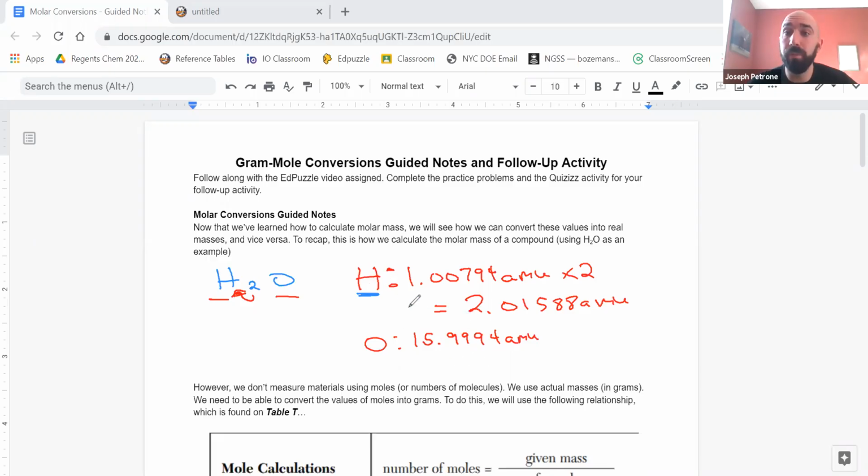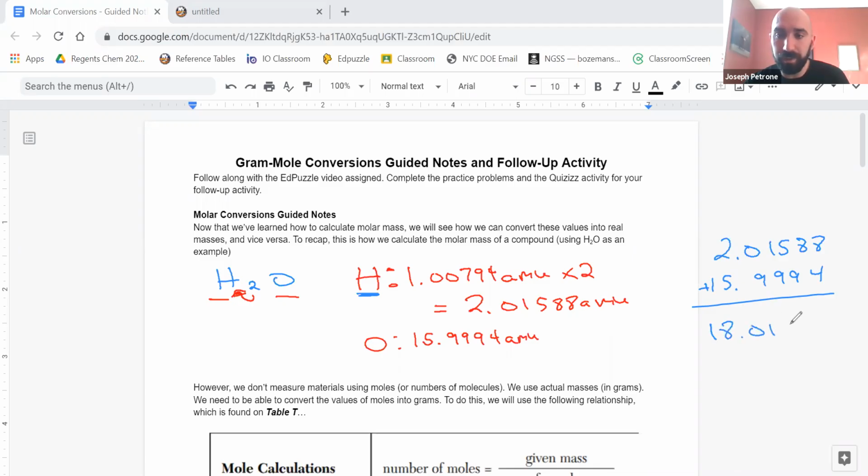To determine the molar mass, we're just going to add these 2 values up. Running out of space a little bit here, so I'm just going to do this on the side. I would take my 2.01588 plus 15.9994. Add them up. This is my calculator, real time. And you should get 18.01528.